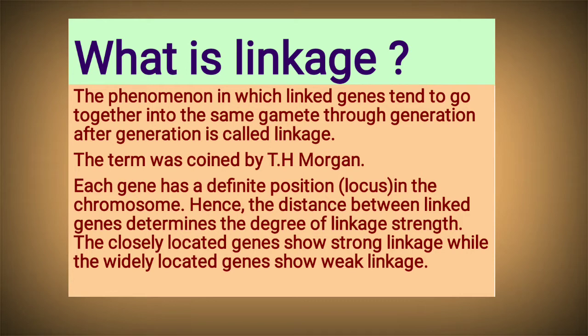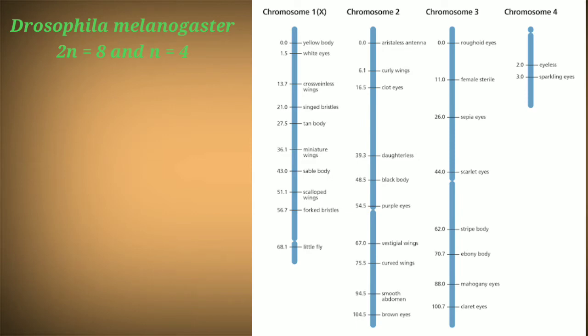That means that these linked genes in the chromosome always go to the same gamete and they never segregate or get separated from each other. So this tendency of the genes is called linkage. Now let's try to learn this with the help of a diagram. As you know now, T.H. Morgan had taken Drosophila melanogaster for his experiment on inheritance.